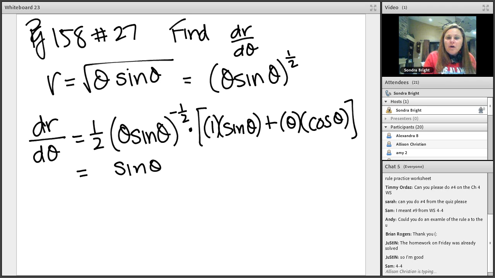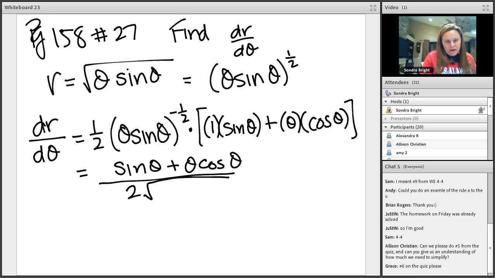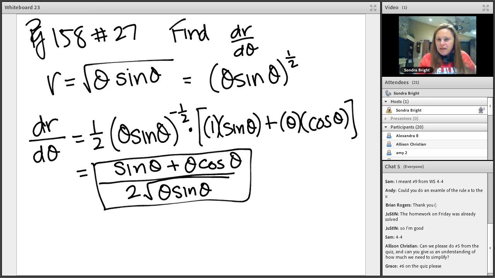Yep, it's that ugly. Okay, so we got sine of theta plus theta times cosine of theta all over 2 down there. And then to the -1/2 power means you're going to take the reciprocal, so it'll be down bottom. And to the 1/2 power is rad. And there's your answer. Not pretty, but that's okay.